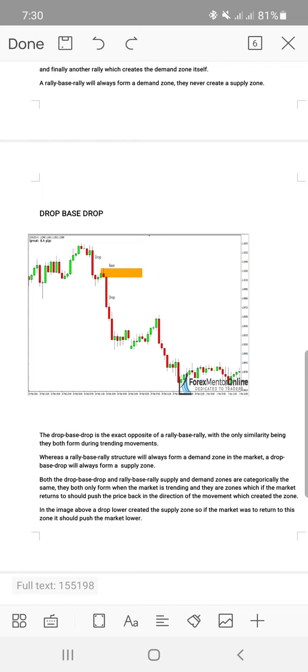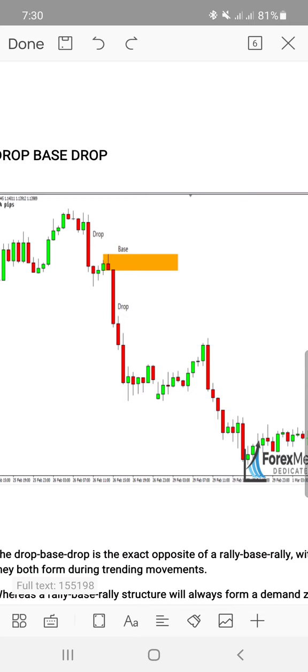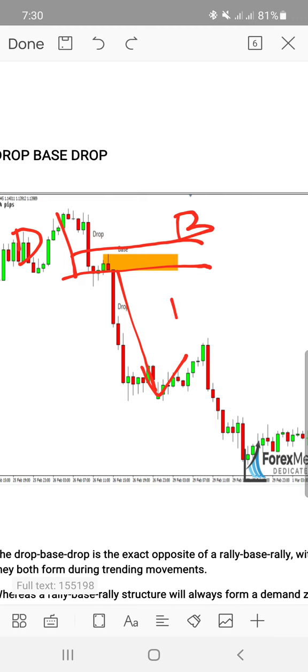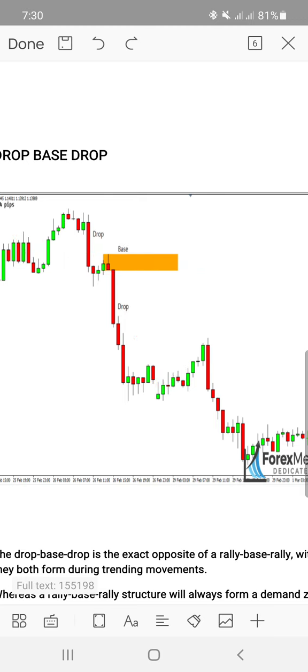As we can see in this diagram here, you will notice that the market sold, right? It sold, then formed this base, right? Then continued selling. Our drop, our base, and our drop again, right? So now the thing is that the drop base drop forms our supply zone.